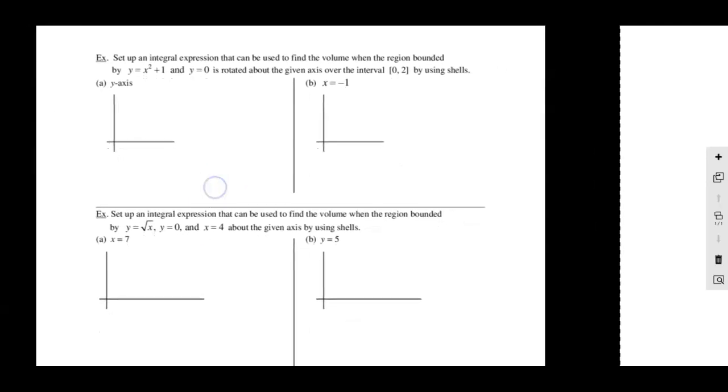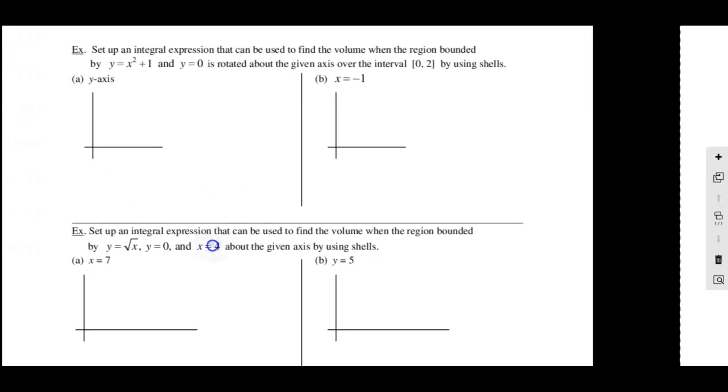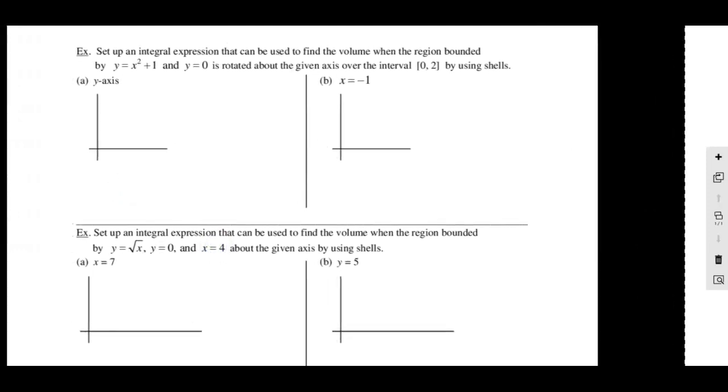Okay, here we go. Set up the integral expression that can be used to find the volume when the region bounded by y equals x squared plus 1 and y equals 0 is rotated around the given axis. And it specifically tells us, notice, it tells us to use shells. If the question doesn't say do discs or do washers or do shells, if it doesn't tell me exactly what type to do, then I can choose.